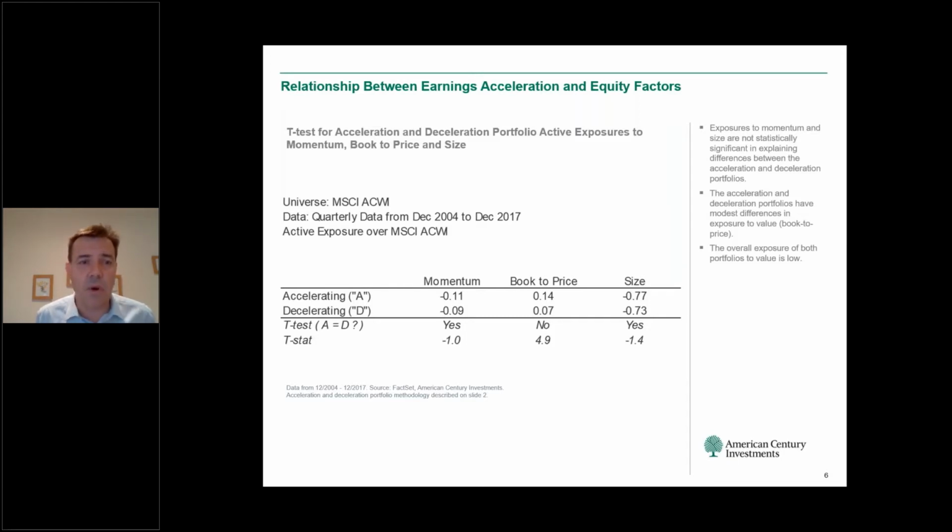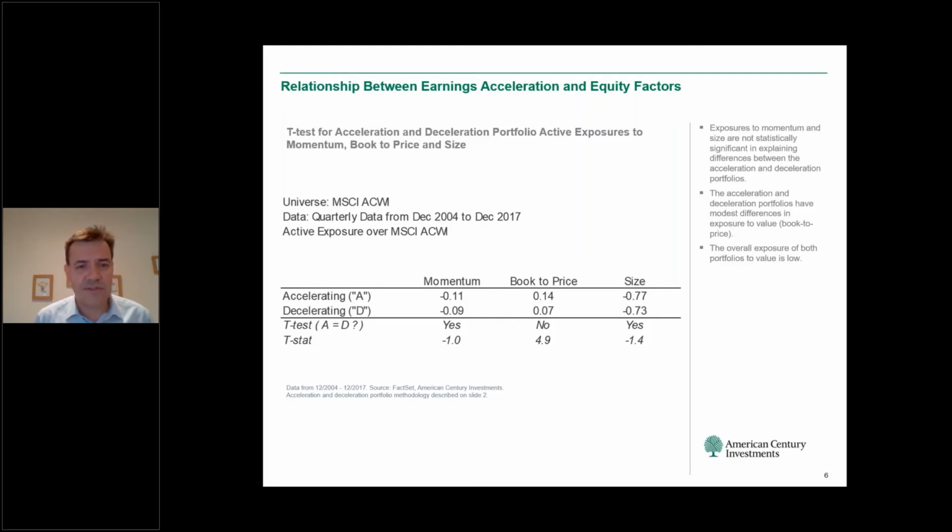So let me just explain what we're looking for in this particular test. Of course, the t-test is looking at three values. And it's looking at the extent to which the difference in the average of two series can be explained with reference to a third variable. So here, we're trying to look at the average exposures of the acceleration and deceleration portfolio and see to what extent those differences are explained by three additional factors, which here, as you can see, are price momentum and book to price as a measure of value and size as well.